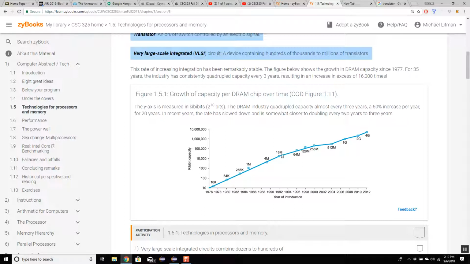So they're listing 16 megabytes in 1992. Well, that's the year of introduction. Yeah, maybe it was just too expensive, which would make sense. 64K in 1980, you didn't really see it until maybe 84.